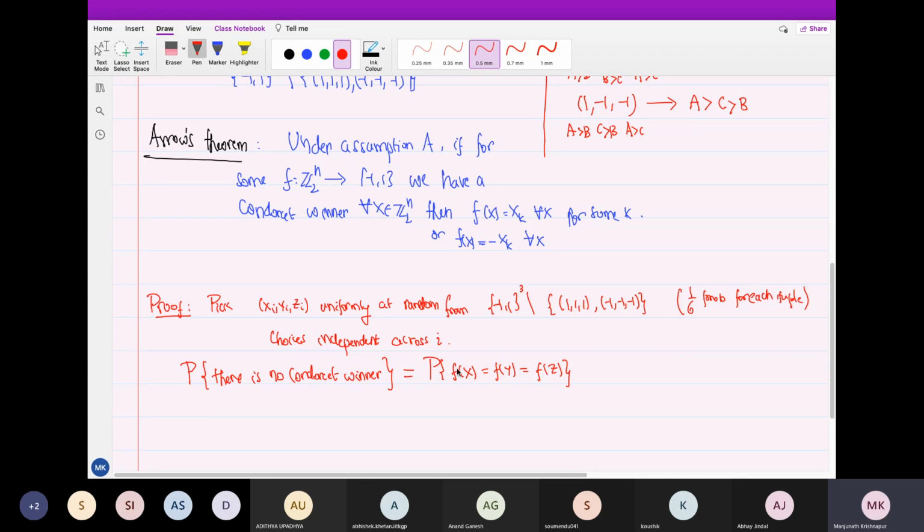It is convenient to write this in a nice way as an expectation. So I will write it and then explain. This is the same as the expectation of 1/4 plus 1/4 fx fy plus 1/4 fy fz plus 1/4 fz fx.